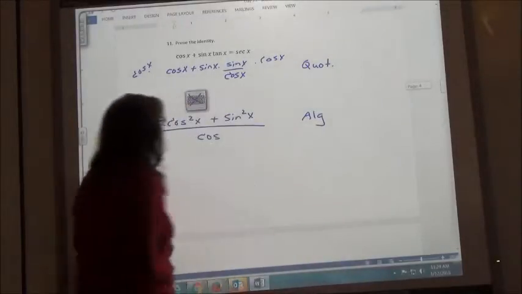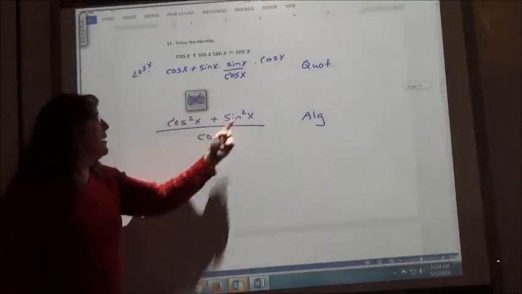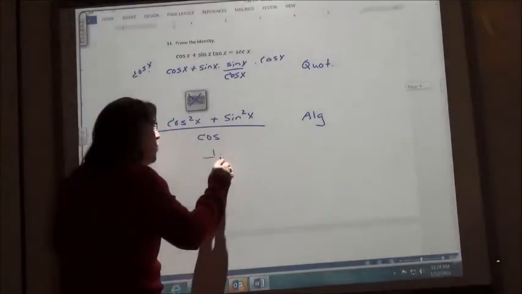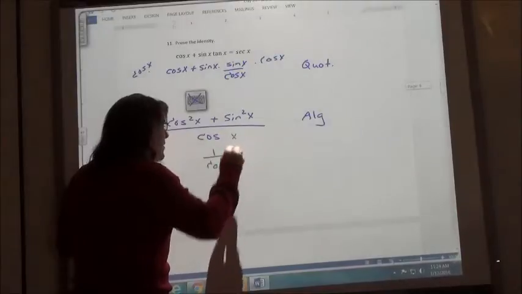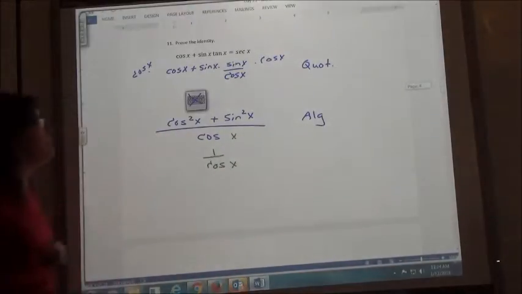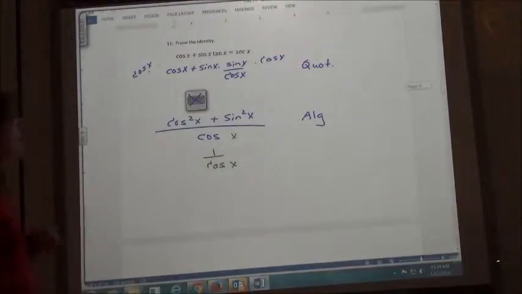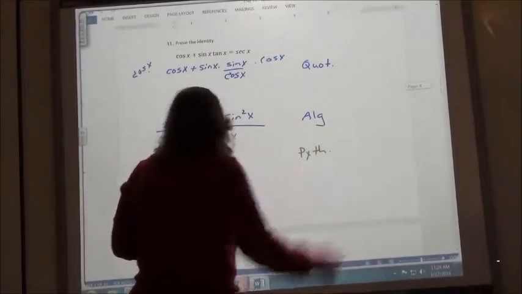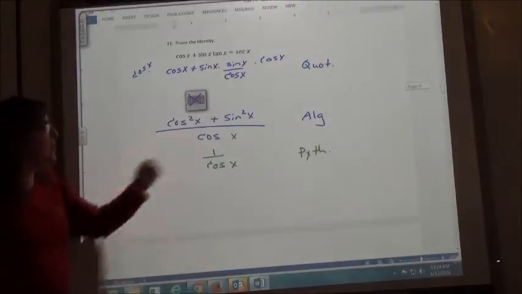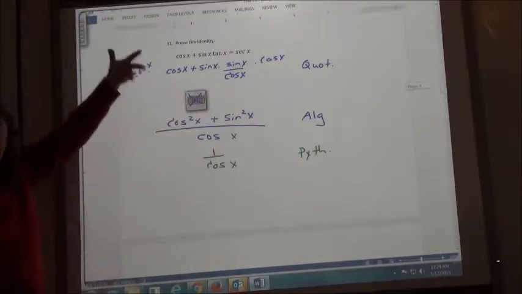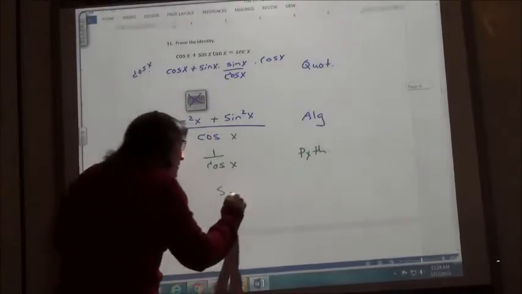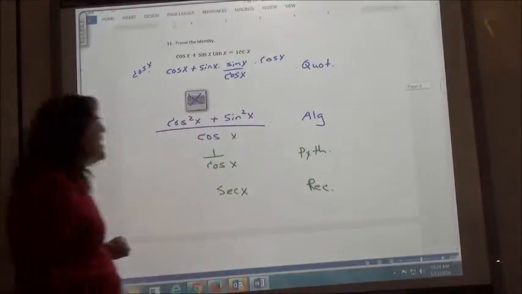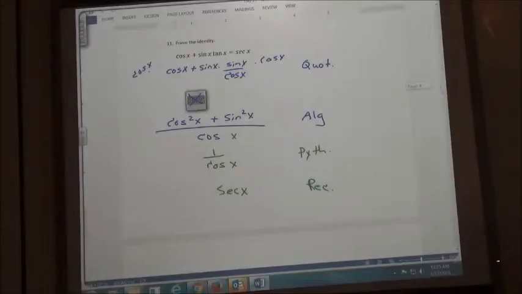So now if I look at my expression, this pops out at me. Sine squared plus cosine squared is 1. So I can make that 1 over the cosine. I probably should have had an x behind there, or it won't like me if I leave my x off. That is going to be my Pythagorean identity. 1 over cosine of x happens to be the reciprocal of the secant. So now I've got the secant of x using my reciprocal identity, and now I have my proof done.